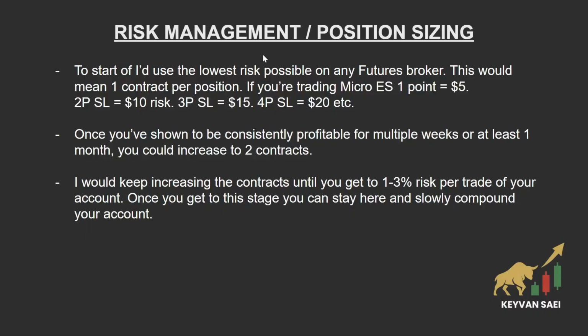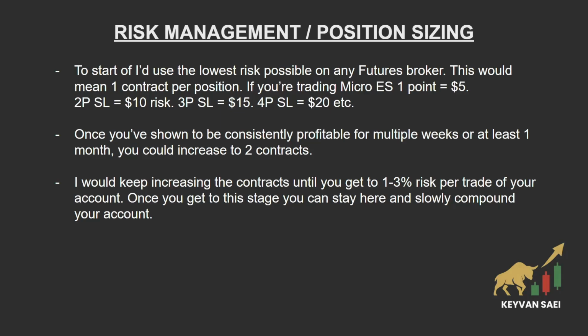So, risk management and position sizing. To start off, when you're trading, I would personally use the lowest risk possible on any futures brokers. So this would mean one contract per position. Now, if you're trading micro ES, that would mean that 1 point equals $5. 2 points would mean $10 risk, 3 points would mean $15 risk, and 4 points would mean $20 risk, etc. And this is all with one contract. Okay, so as you can see, you can have very, very low risk, especially when you're starting off.